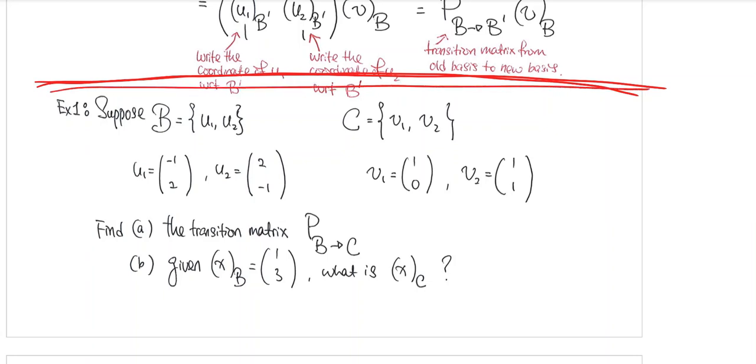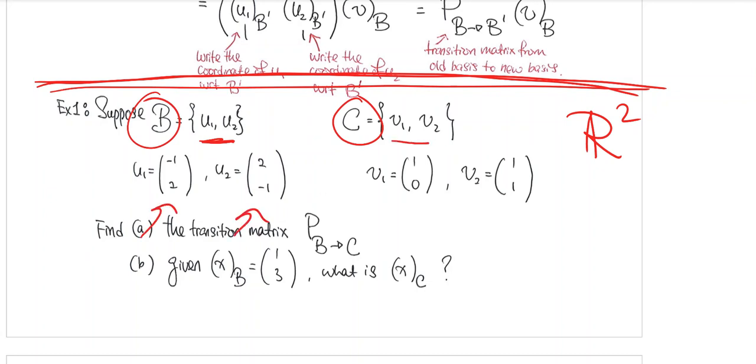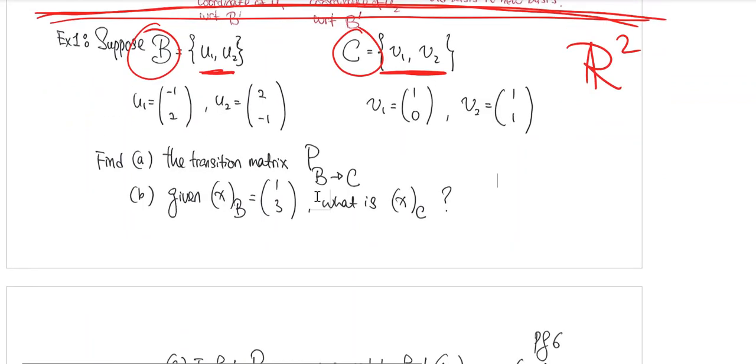Now we are in R2. In R2, we have two different bases. This is basis B and this is basis C. Basis B consists of vectors U1 and U2. Basis C consists of vectors V1 and V2. So the question now is to find the transition matrix from B to C.